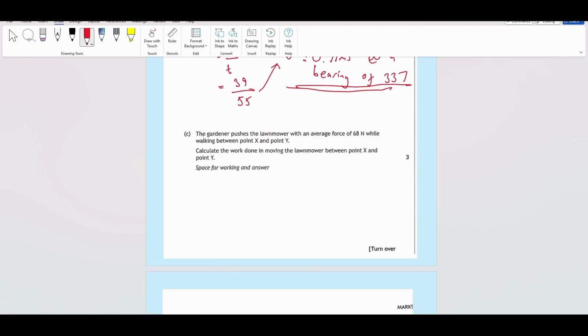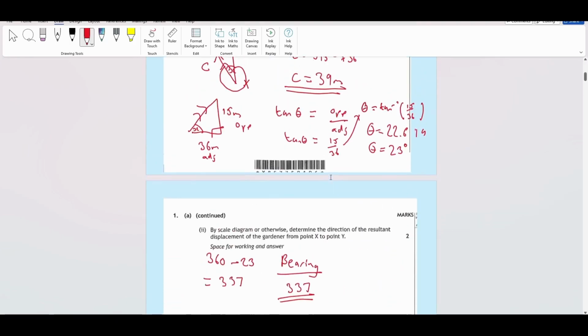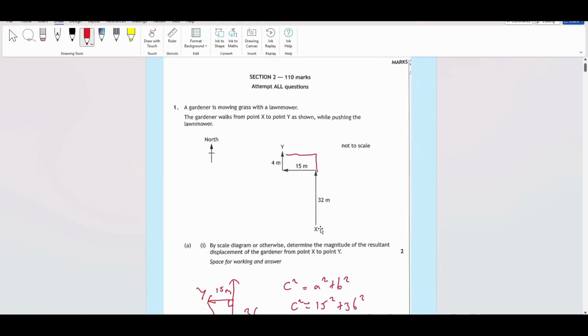Now part C says the gardener pushes a lawnmower with an average force of 68 newtons while walking between point X and point Y. Calculate the work done in moving the lawnmower between point X and point Y. So we should know that the formula is EW equals FD, and the force is 68 newtons. And you see here that we need the distance. Now if you look up here, we need the work done in moving the lawnmower between point X and point Y. Now let's go back to the diagram. This is point X and this is point Y.